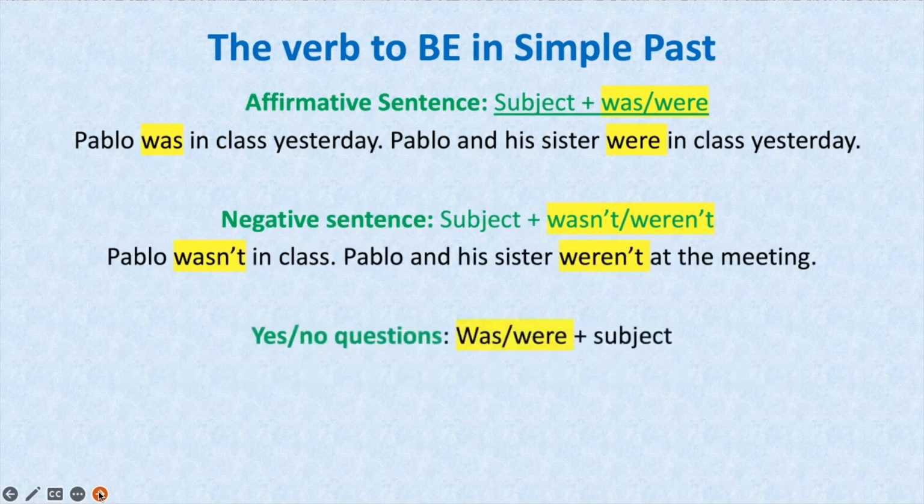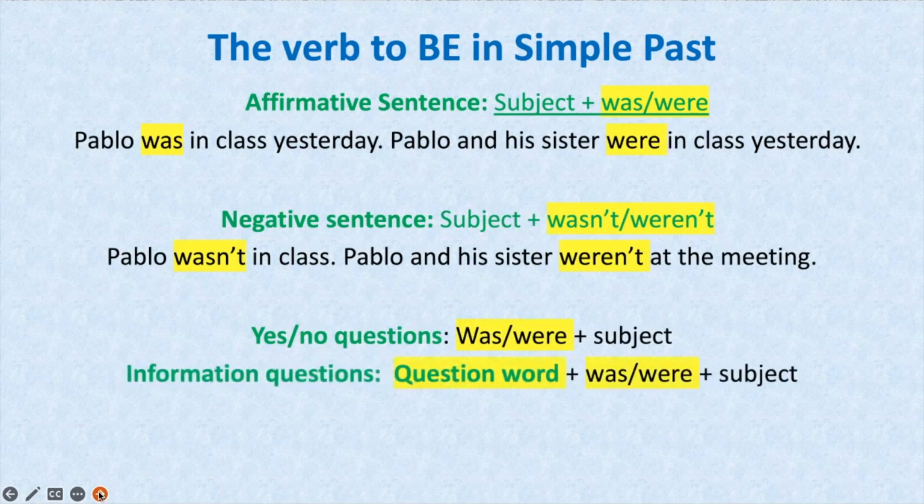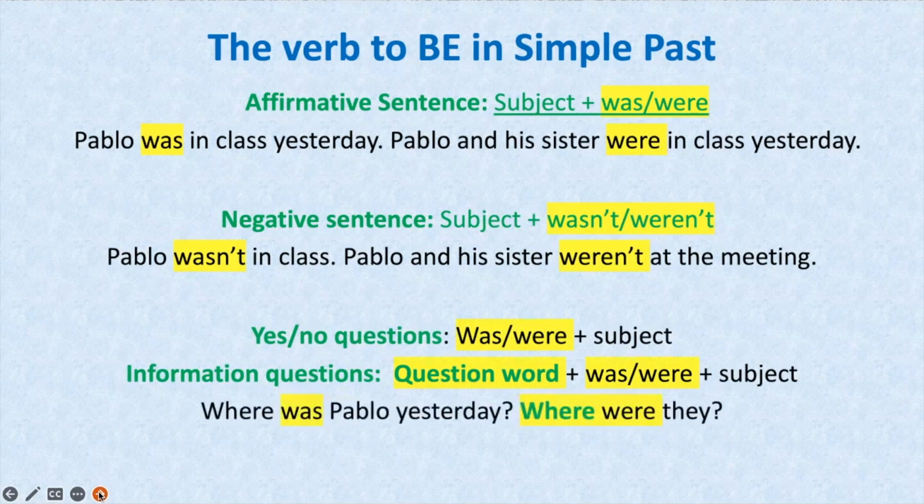To make a yes-no question in simple past using the verb to be, you will start with was or were, then you will add your subject. To make an information question, you will start with a question word, add was or were, and your subject. For example, where was Pablo yesterday? Where were they? In this sentence, my subject is they, plural. So I have to use the form were, which is the plural form of the verb to be in the past.